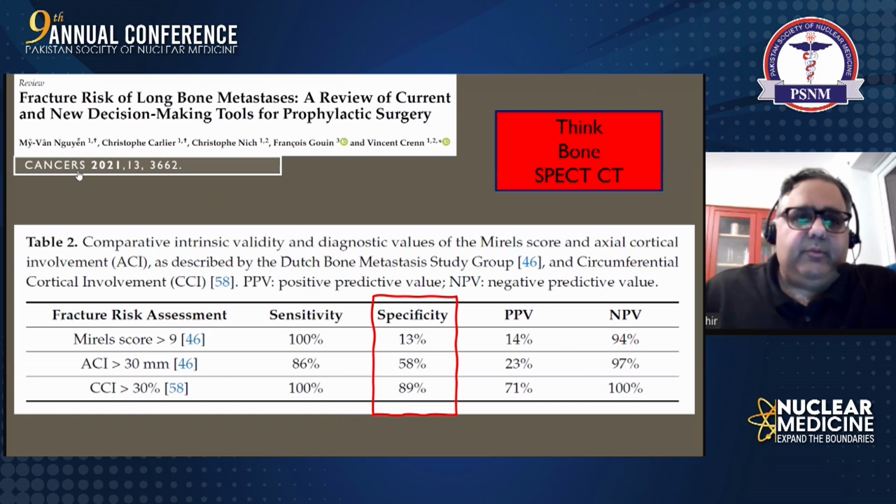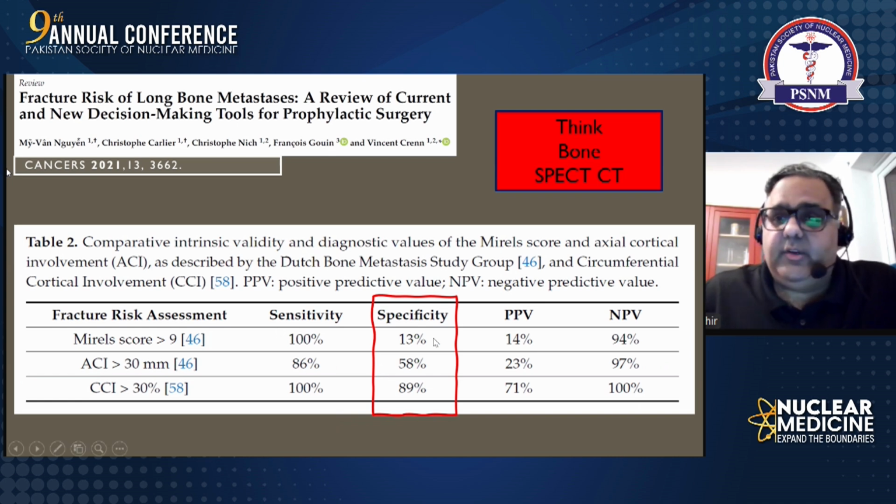Now, with this background, going back to this paper from Nguyen in which they looked at the Mirels score of 9 is with high sensitivity but poor specificity, what can we do? It's time to think about SPECT-CT. Bone scintigraphy has changed with this SPECT-CT tool that we have in our hands.